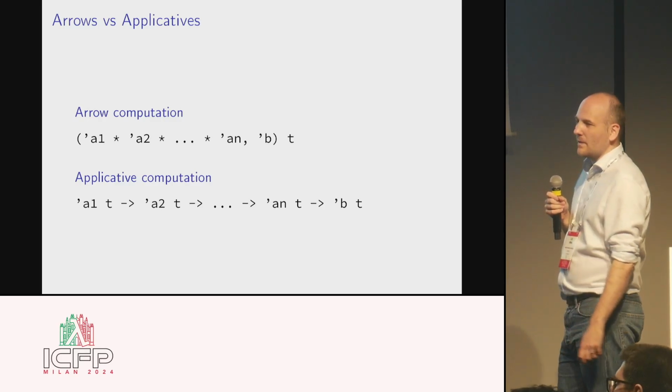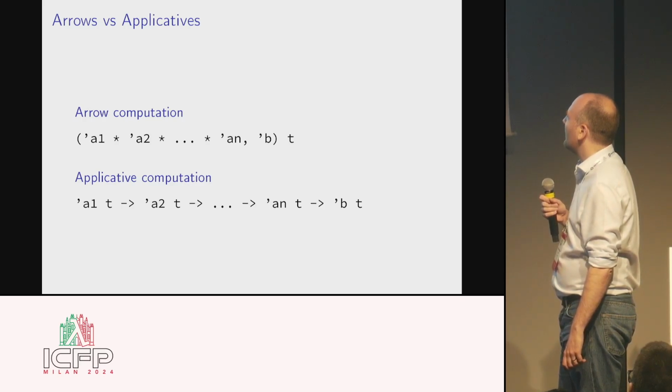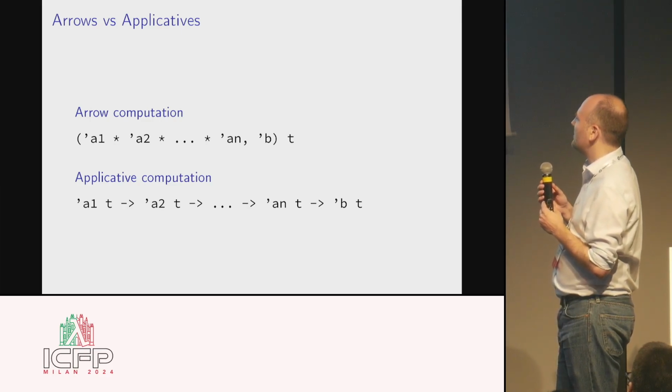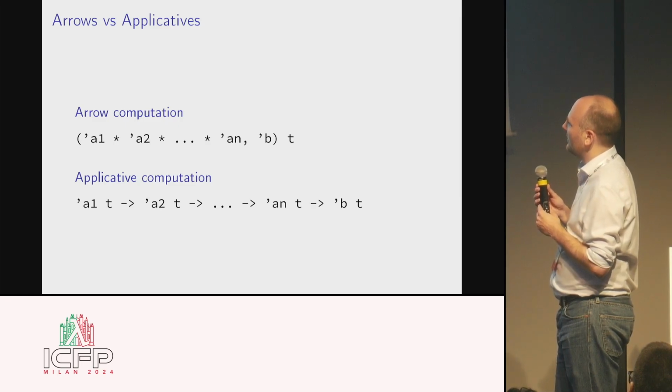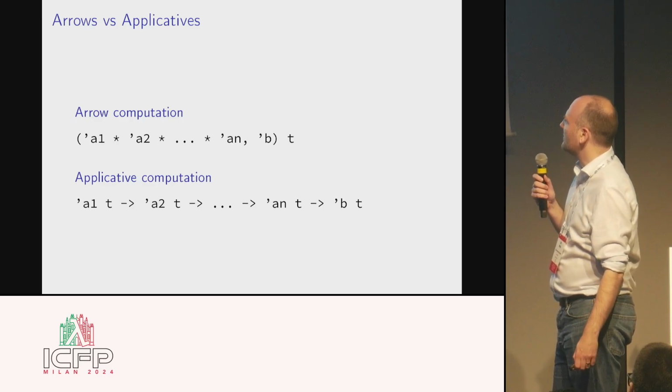Could you uncurry this? Could I uncurry the applicative one? Could we have a product of A's? Yes. No. Yes, you could. I think that would be unusual. Yeah. It's just kind of worse, so people don't tend to do it that way.